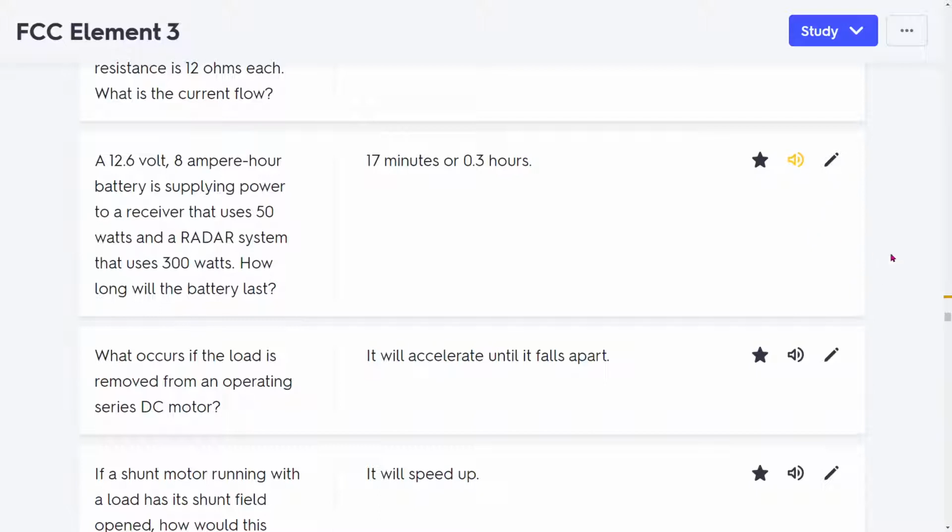A 12.6 volt 8 ampere hour battery is supplying power to a receiver that uses 50 watts and a radar system that uses 300 watts. How long will the battery last? 17 minutes or 0.3 hours.